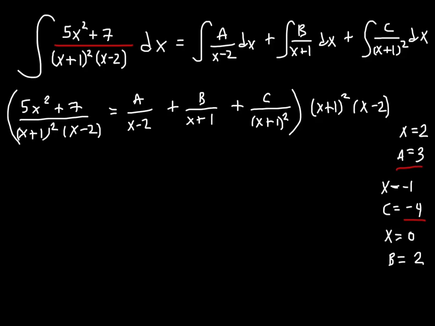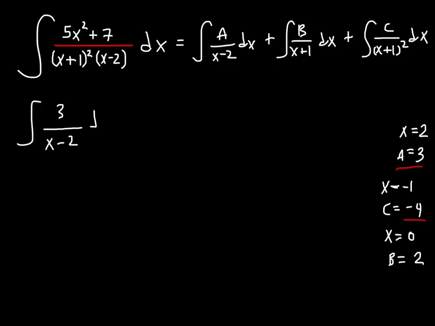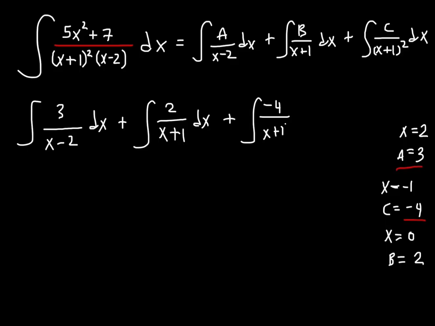Now we know the values of our numerators, so we can simply integrate them. So a is 3, so integral of 3 over x minus 2 dx plus integral of 2 over x plus 1 dx plus integral of negative 4 over x plus 1 squared dx.